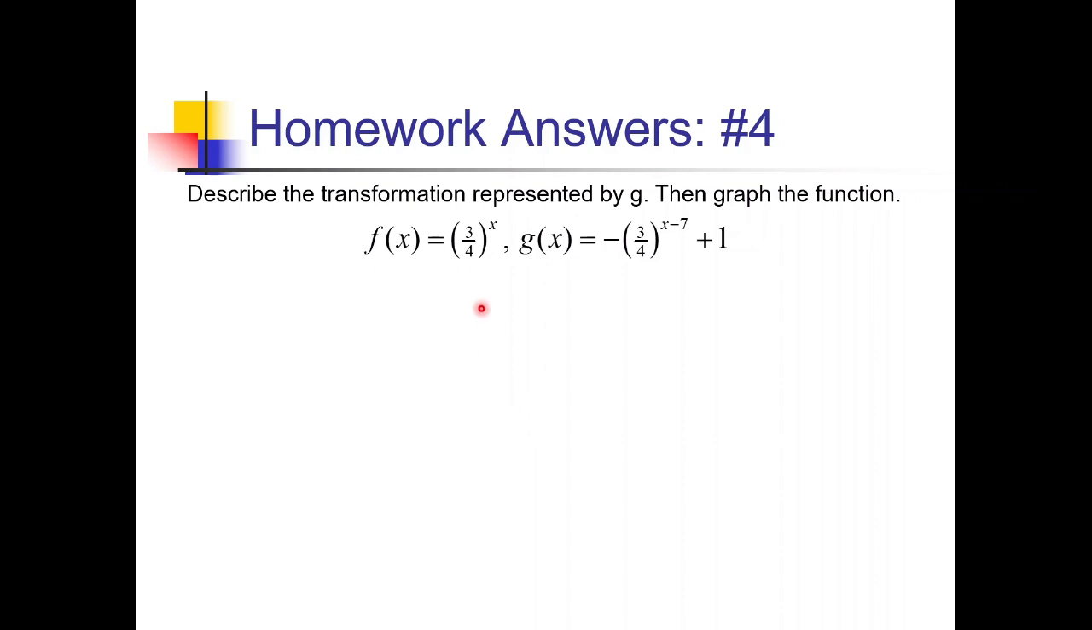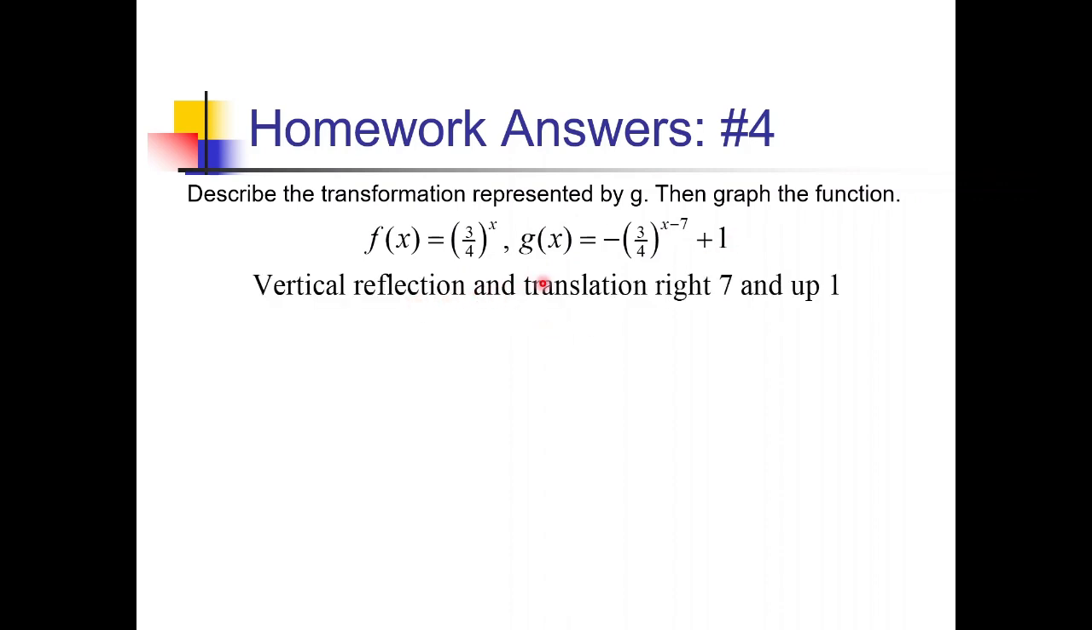On this problem, I'm trying to transform the 3/4 to the x function. So what's going on with this g function? Well, we have a negative outside the function. That gives us a vertical reflection. And the -7 inside the exponent is giving me a 7 shift to the right. The +1 outside is shifting us up 1. So vertical reflection and translations right 7 and up 1.